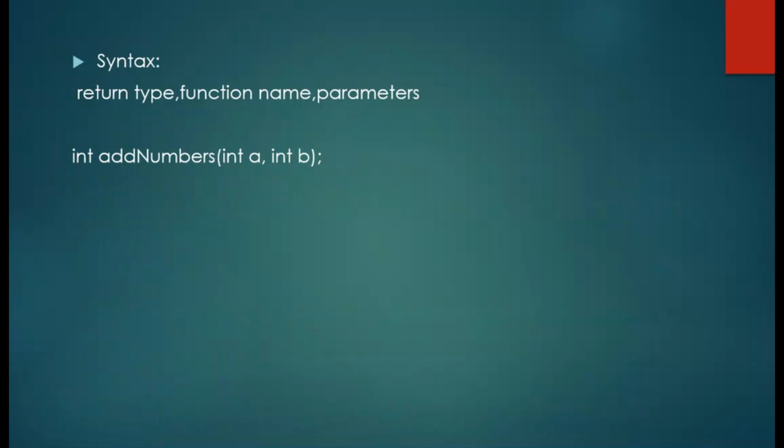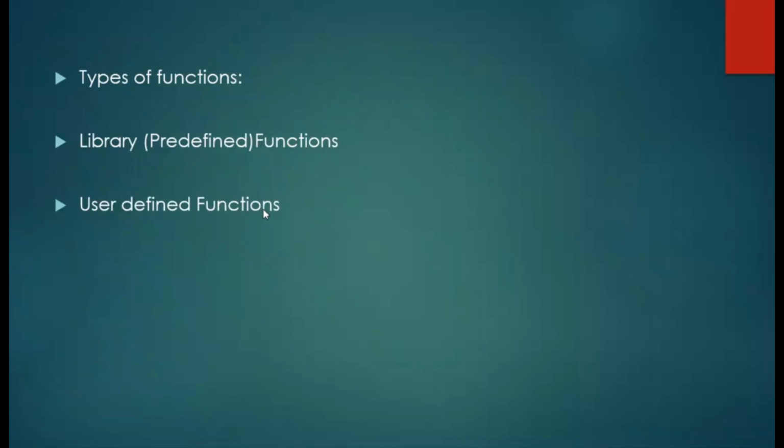So here is the syntax of writing the function: return type followed by function name followed by the parameters. Here is an example. Integer is the return type, that means this function addNumbers is going to return an integer value. addNumbers is the function name, and a and b represent the parameters, which are of type integer.